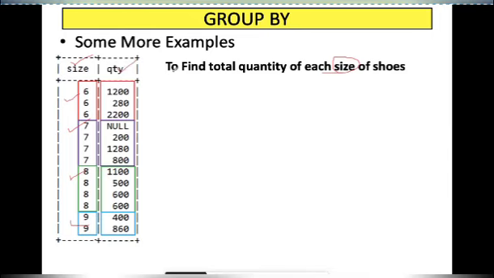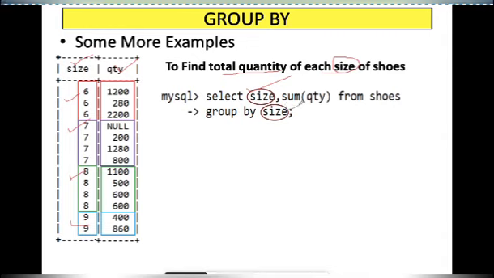Now see, this query is applied. Select size. This is the group column now, size, as it is written in group by size. Sum quantity. Here the column has changed, sum quantity, because we needed the total quantity, from shoes, group by size. So we are grouping the data as per size now, not type. The output will come something like this.